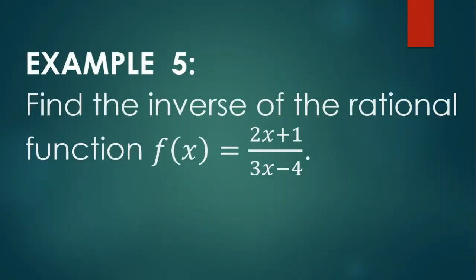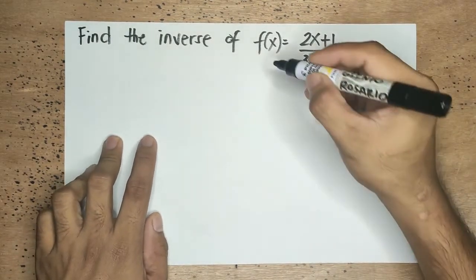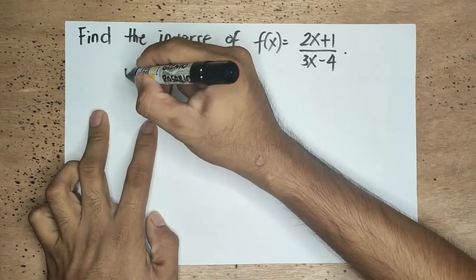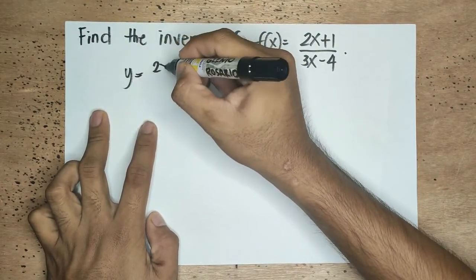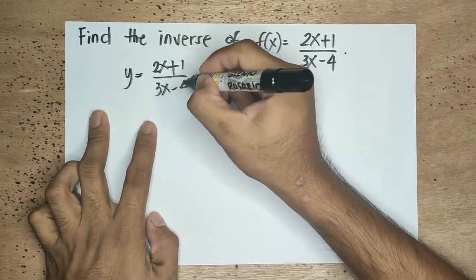Example number 5. Find the inverse of the rational function f of x is equal to 2x plus 1 all over 3x minus 4. For the solution, watch this video. So we find the inverse of f of x is equal to 2x plus 1 all over 3x minus 4. So our first step, we replace f of x using y. We have y is equal to 2x plus 1 all over 3x minus 4.